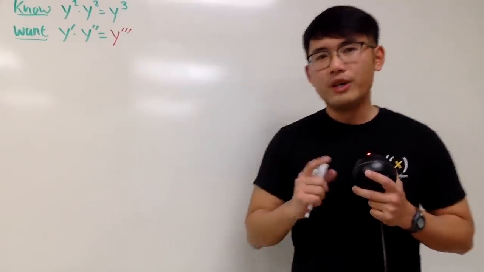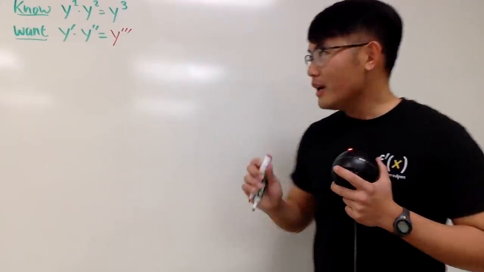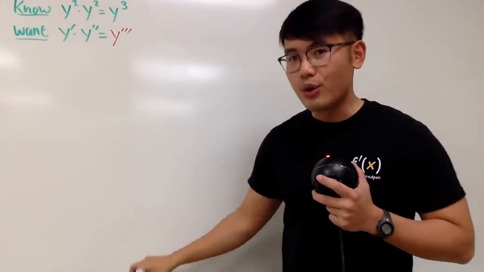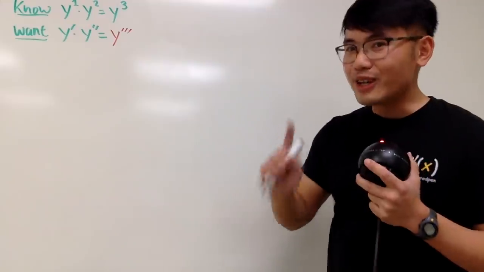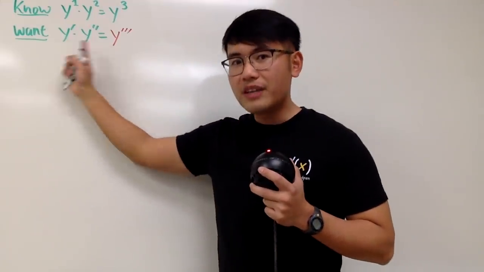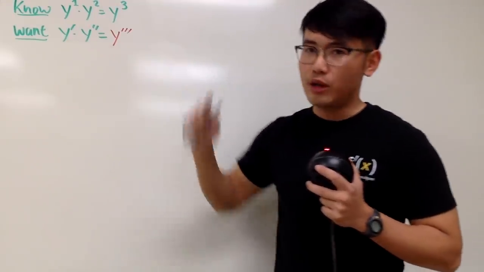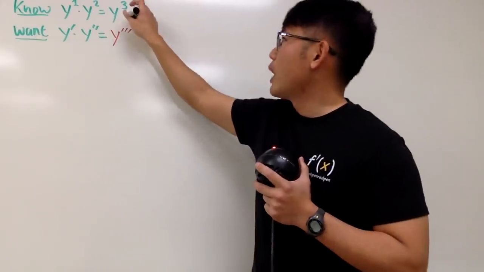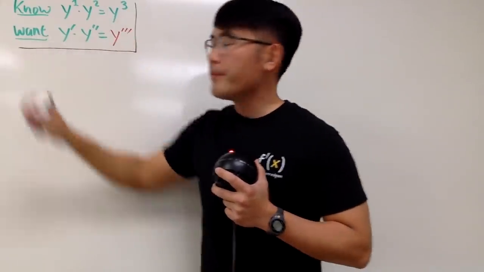So in this video, we are going to do some math for fun. We are going to find out some non-zero and non-trivial functions so that its first derivative times its second derivative will be its third derivative. So that's what I want to show you guys in this video.